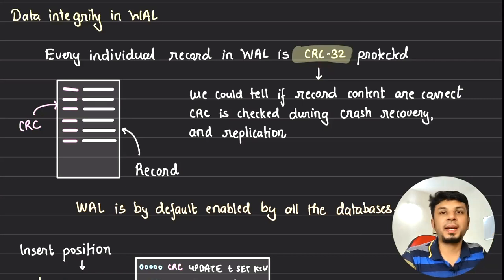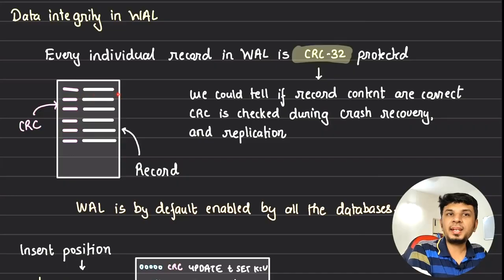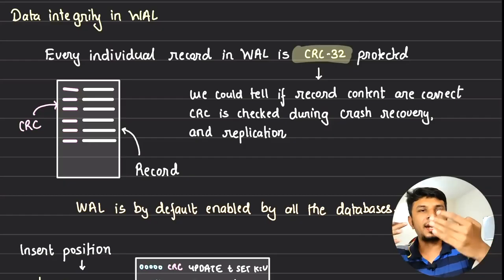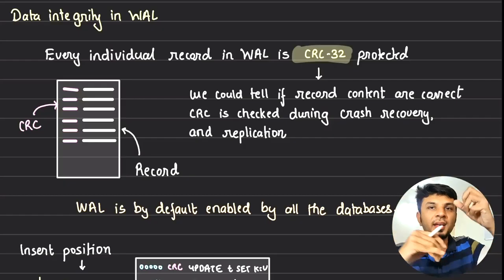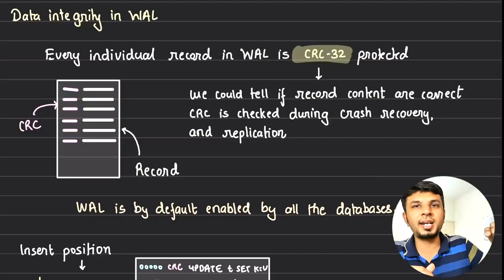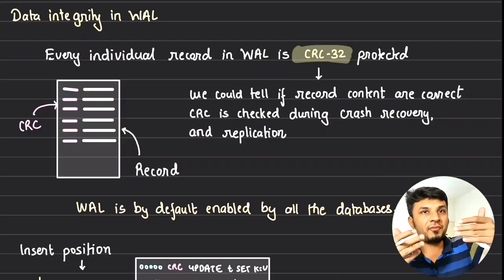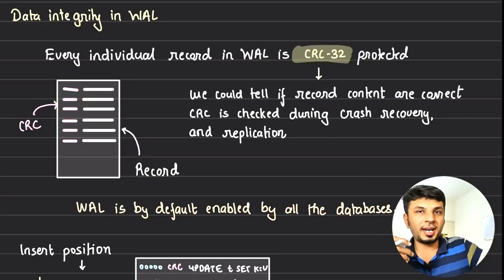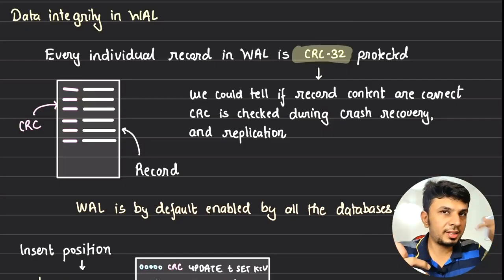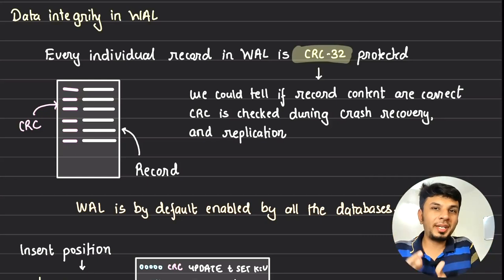It is protected by that, which means the first thing that it would write onto the file is this CRC, and then it would write the entire thing. For example, if you fire an update, it would first compute the CRC, then write the CRC into the file, and then write the other content. This way, while reading or recovering from the crash, it will tell you, hey, the record that you are trying to read is corrupted. It will give you that error, again protecting your data from going inconsistent.